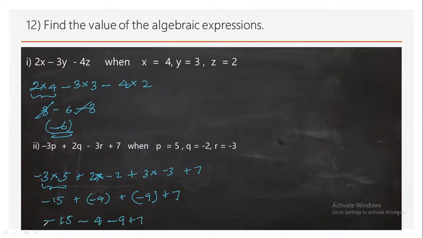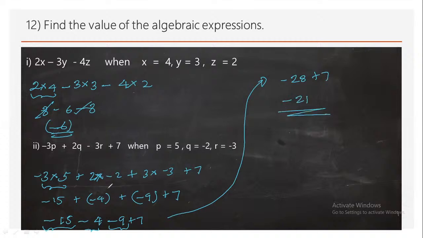Minus 15 plus into minus 4, minus 9 plus 7. So what are the same signs here? Minus 15 and minus 4 here, minus 19. Minus 19 and here minus 9, minus 28. Plus 7, minus 21. Again, I will retake the answer.